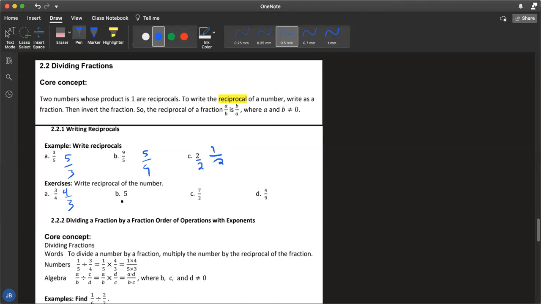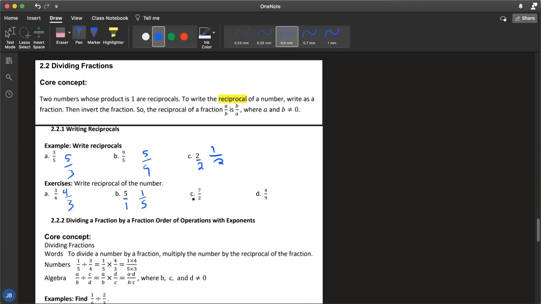So what is the reciprocal here? Does this make it easier? What's the reciprocal of 5 over 1? 1 over 5. Perfect. So any number that's just a number, just put it over 1, and then you just flip it.